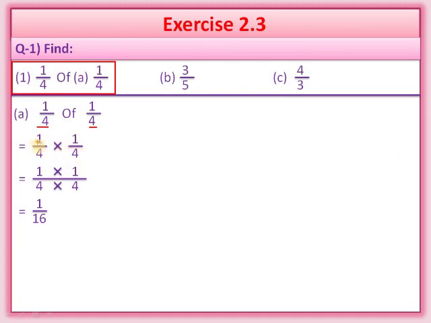Okay. So 1 upon 4 multiply by 1 upon 4. Already you know very well. We will multiply by all the numerators and all the denominators, right? So 1 multiplied by 1 you can see here, and all the denominators are 4 multiplied by 4. Okay, so 1 multiplied by 1 is equal to 1 and 4 multiplied by 4 is equal to 16. Okay, so it is your answer.